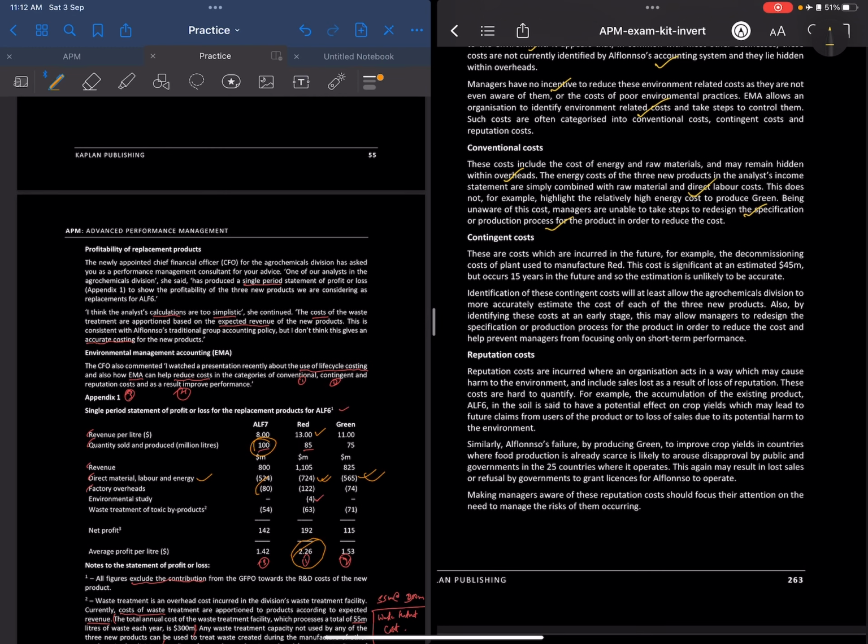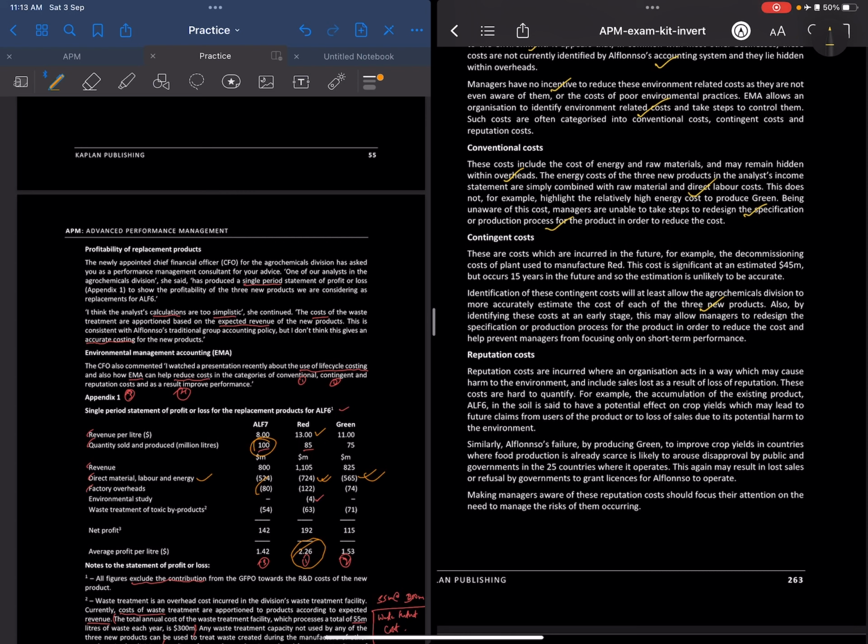Or contingent cost. So contingent costs are what? It's a cost which will be incurred in the future. For example, the cost of plant used to manufacture red, right? Red has a significant decommissioning cost, 45 million, right? But it occurs 15 years in the future, so the estimation is unlikely to be accurate, right? Identification of this cost will at least allow the agrochemical division to more accurately estimate the cost of these three new products, okay? If you're just looking from a 1 year perspective, then you're missing out. In the 1 year perspective, you don't have the decommissioning cost. That's only going to come after 15 years in the future, right? It's only going to happen at that time.